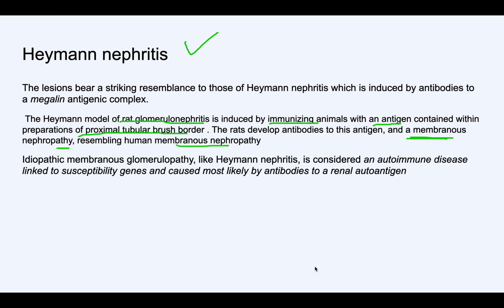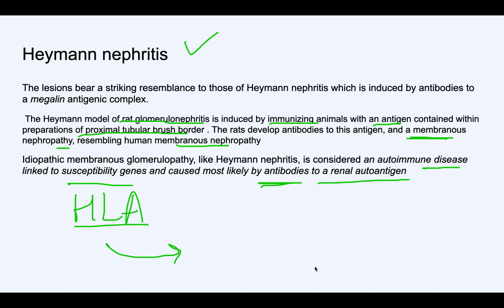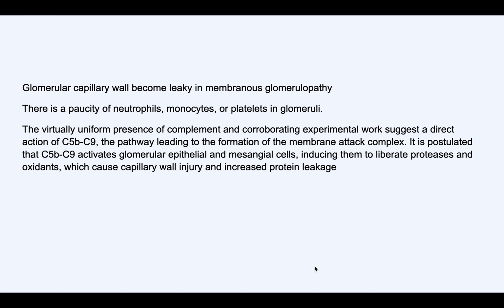Because Heymann's nephritis resembles membranous nephropathy so much, it is thought that the antibodies are produced against the renal autoantigen. So like Heymann's nephritis, membranous glomerulopathy is considered an autoimmune disease, and due to some susceptibility genes, like some HLA predisposition, there are antibodies against a renal autoantigen, because of which the disease is there. Now why are the glomerular capillary walls so leaky?